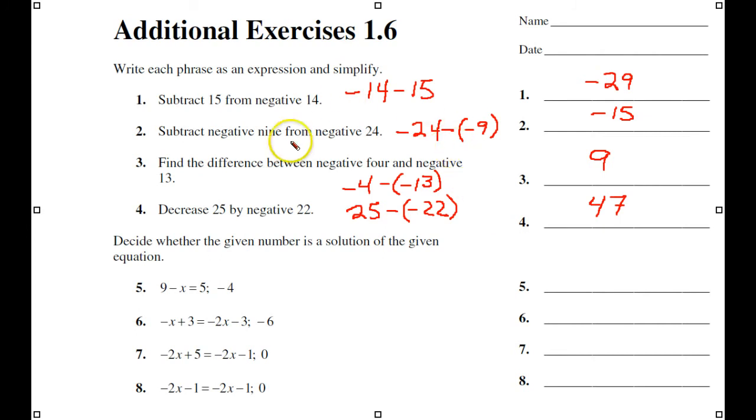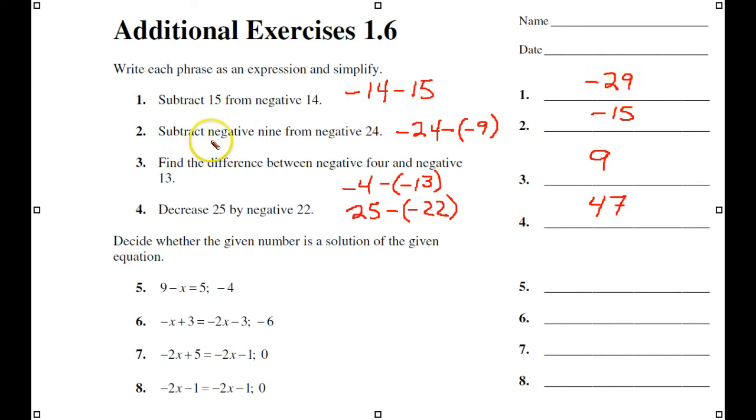All right, here's where it gets a little tricky. Here we're asked to subtract 15. So this becomes a negative 15 from a negative 14. So there's a negative 14. We're subtracting 15. We get a negative 29.